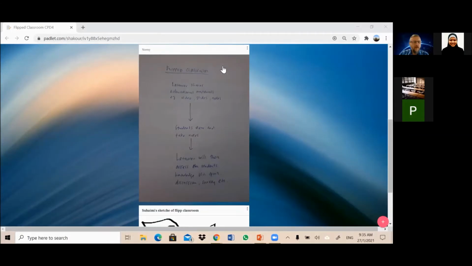First question: I've uploaded my sketch. Do I need to click the share button? Is that for Padlet? You shouldn't need to. You can just put it in Padlet.